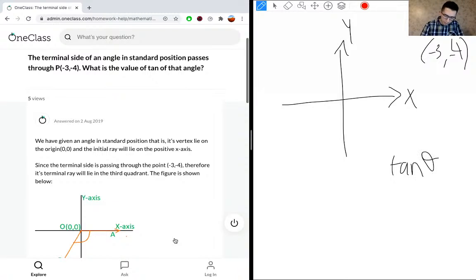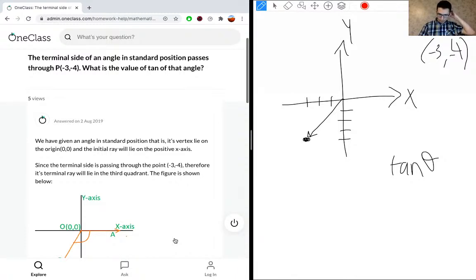So we can just look at our plot here. -3 over would be here, and then 1, 2, 3, 4. So our point would be somewhere over here, and then we have something like that. And we want to know the value of tan theta.